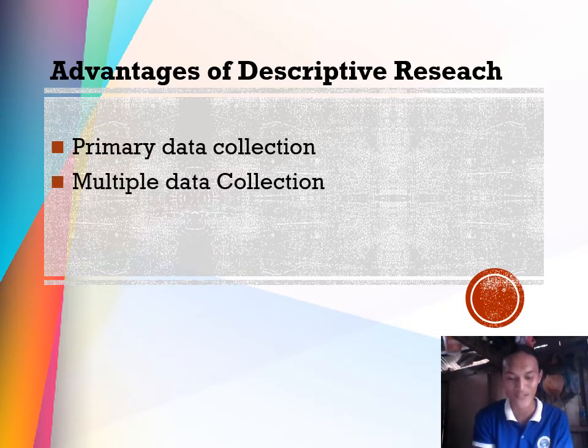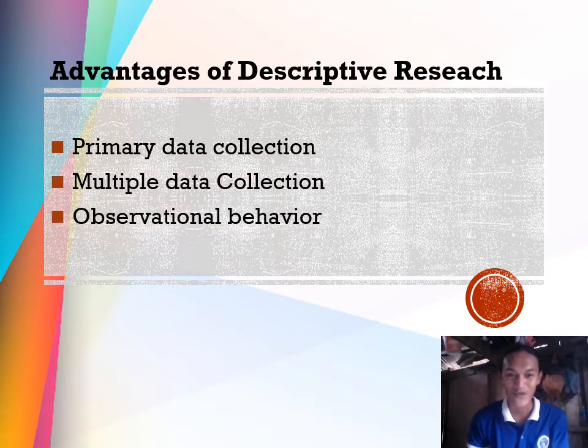So next is multiple data collection. In descriptive research, multiple data collection can also be conducted by collecting qualitative and quantitative data. Hence, it is more varied, flexible, and diverse. It also tends to be thorough and elaborate. So this multiple data collection helps us to get more data from other sources. We get ideas on the other sources which will be used for the descriptive research.